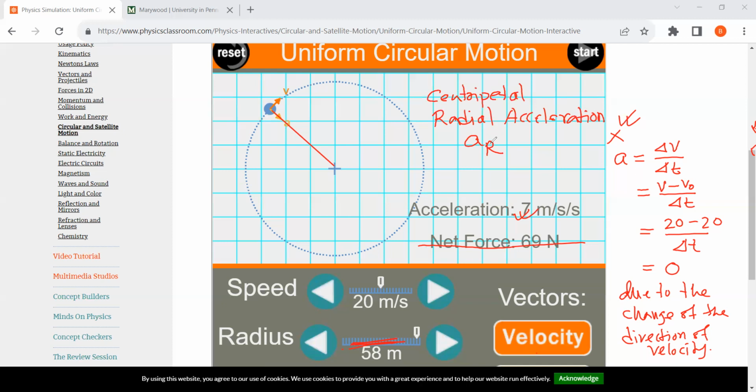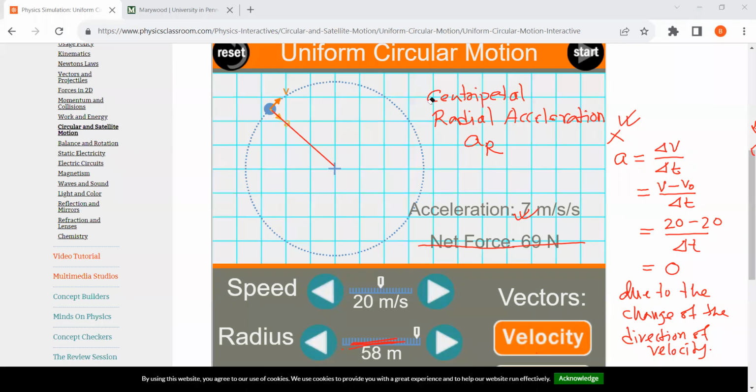Remember that centripetal acceleration or radial acceleration is the acceleration due to the change of the direction of the velocity. We use a subscript r to represent centripetal or radial acceleration, and the direction of the centripetal acceleration is to the center of the circle.